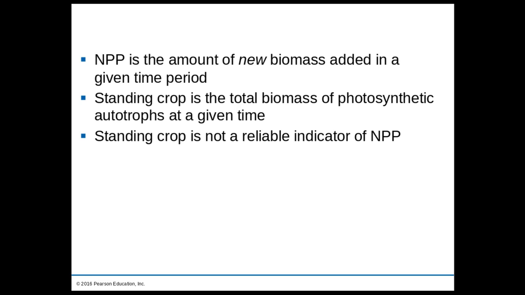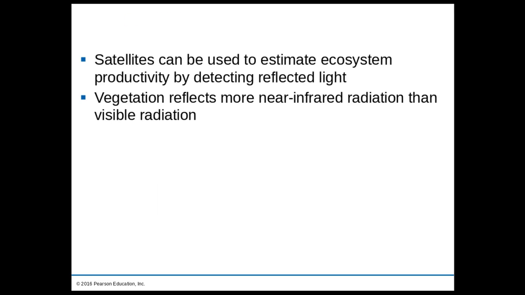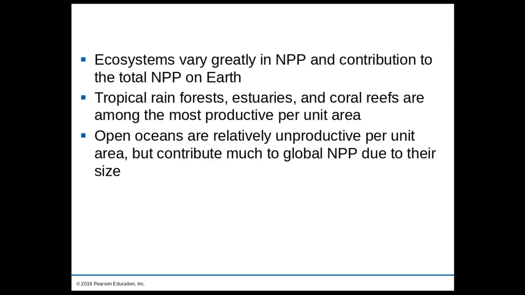It's the new stuff. And when we take a look at our ecosystems, they all vary in the net primary production as well as their total net primary production on planet Earth. So places like tropical rainforests have very, very high production. They're producing a lot of energy in a very short amount of time. Open oceans, on the other hand, are an example of something that's not very productive. But because they are very large in size, they contribute a lot to the global net primary production because they take up a lot of our globe.